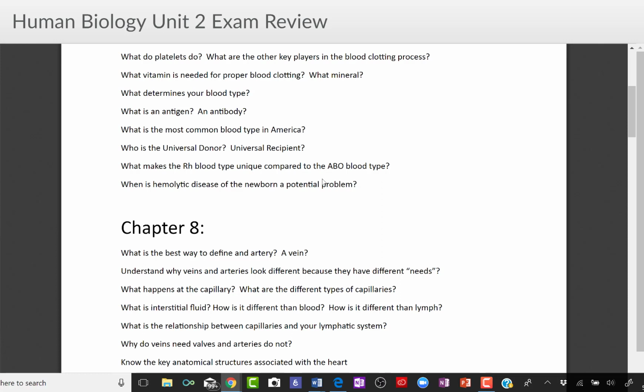Now the trick though is if you're the universal donor, you're a pretty crappy recipient. If I have O negative blood, you can't give me any other blood type than O negative. That's where the universal recipient comes in.